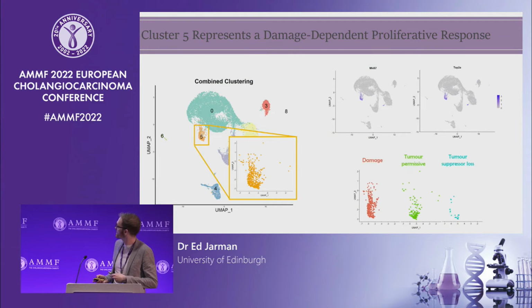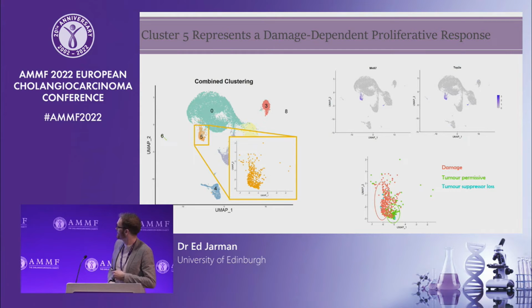So if we zoom into this and we look at it between our treatment groups, our damage alone, our tumor permissive group, and our tumor suppressor loss, as I refer to, this is a damage-specific cluster. We only see this in these 2 groups here. It's very poorly represented in the tumor suppressor loss alone group.